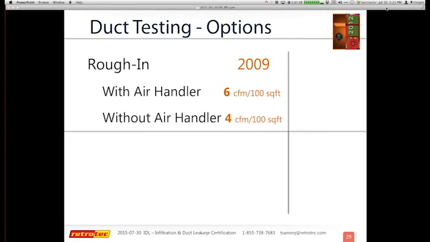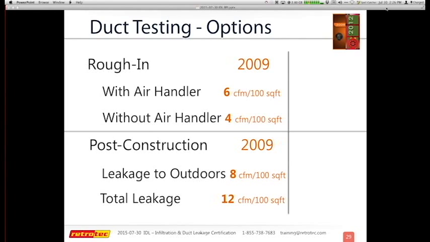For the 2009, again, this is just duct testing by itself, you have a rough-in, which means that you just have the unit, or we do not have an air handler. If you have the air handler and it's still in the rough-in stage, which means you don't have grills or a variety of other details, you're allowed 6 CFM. Without an air handler, you can get down to 4. In a lot of places, the first thing to go in is the air handler. If you do post construction, which is considered drywall is in, usually just before occupancy, then you're allowed leakage outdoors in 2009 still. So we're at 8 CFM. Total leakage at 12. That's a pretty high number.